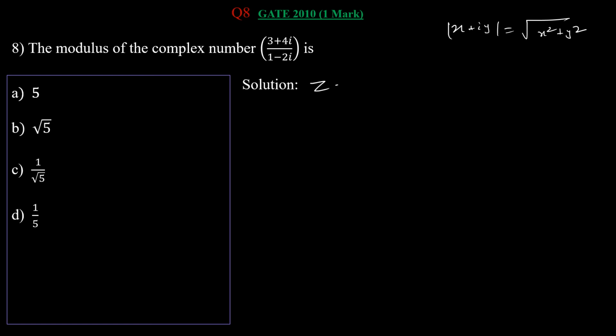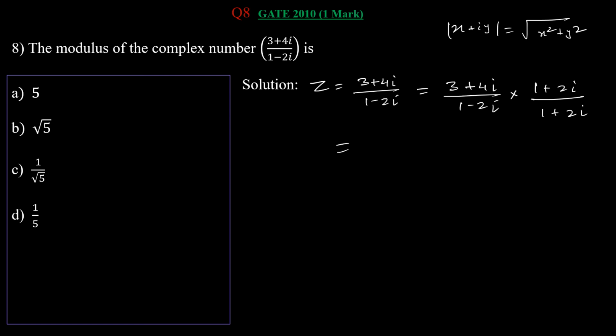We are given z is equal to (3 plus 4i) upon (1 minus 2i). First we rationalize this. So it will be (3 plus 4i) upon (1 minus 2i), and multiply with the complex conjugate of the denominator, so it is (1 plus 2i) upon (1 plus 2i). By multiplying the real part, 3 into 1 that is 3, and 4 into 2 that is 8, so it will be 3 minus 8. Plus i, 4 into 1 that is 4 plus 2 into 3 that is 6.